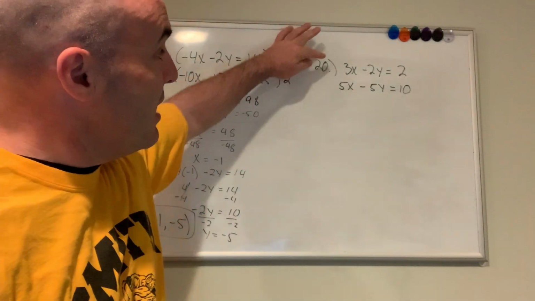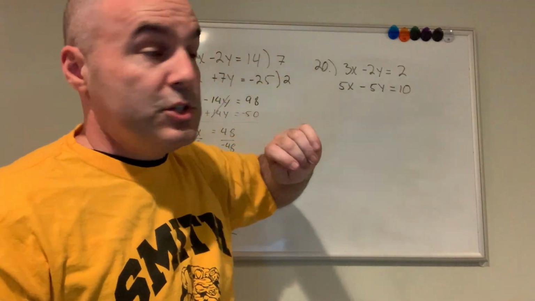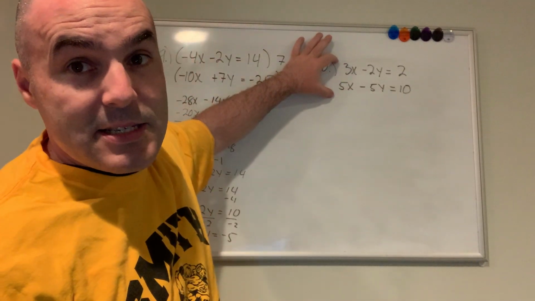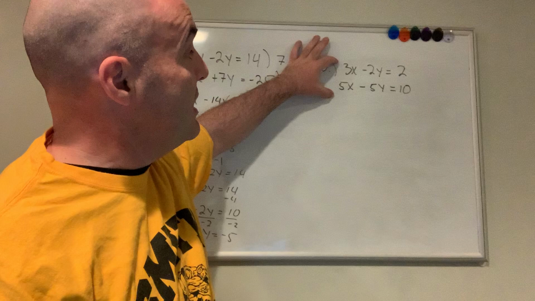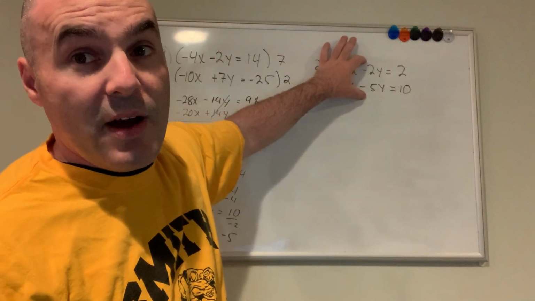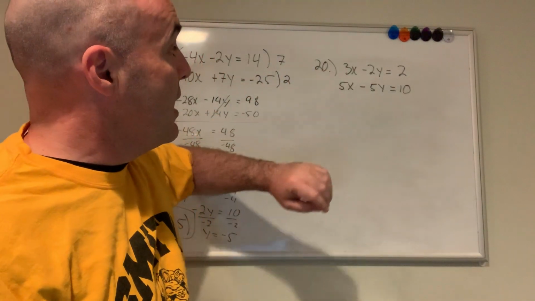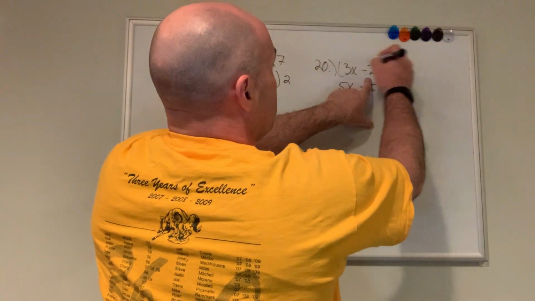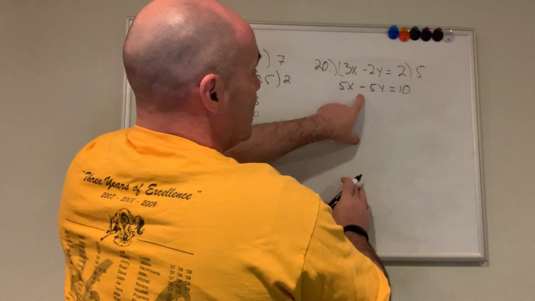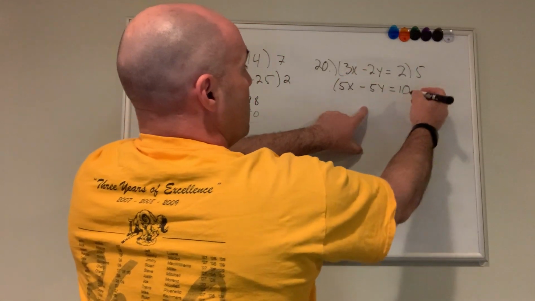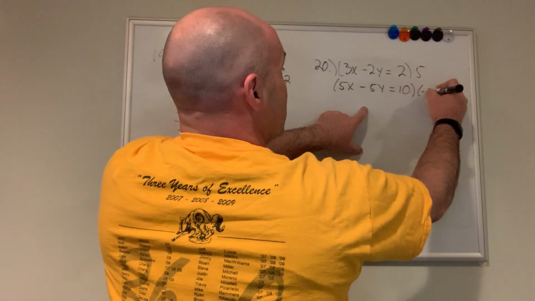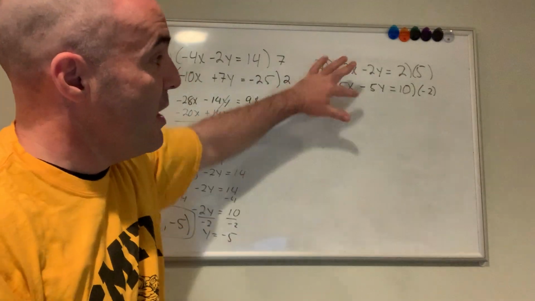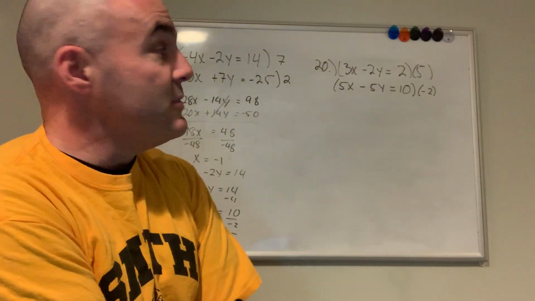Moving on to number 20, I've got 3x minus 2y is equal to 2. I've got 5x minus 5y is equal to 10. If I'm looking at the x's, the least common multiple of 3 and 5 is going to be 15. The least common multiple of 2 and 5 is going to be 10. So I'm going to work there. Now, in order to get to 10, I need to multiply the 2 by a 5. And in order to get to 10 here, I'm going to have to multiply this by negative 2. Remember, one's got to be positive, one's got to be negative. Right now, they're both negative, so I had to multiply one by a different sign.